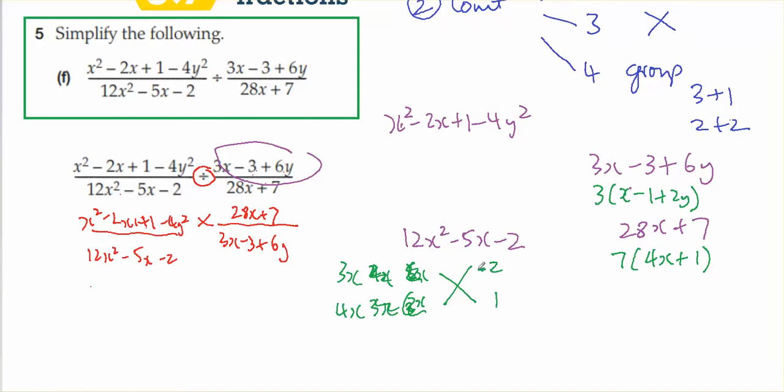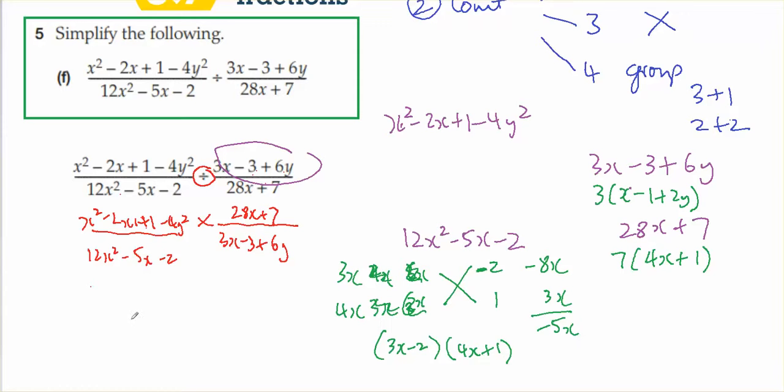So the negative has to be on the 2. So 4x times minus 2 is minus 8x. 3x times 1 is 3x. And add them together I get minus 5x. Therefore I've got 3x minus 2 and 4x plus 1.